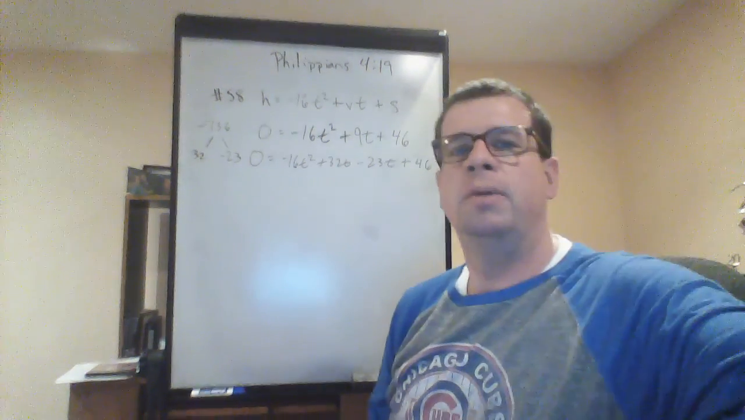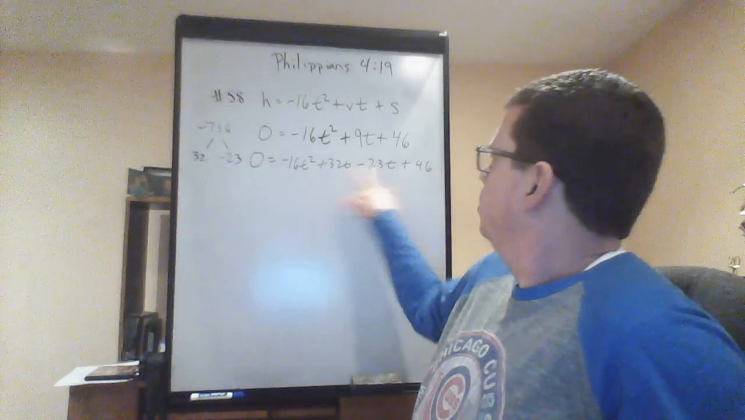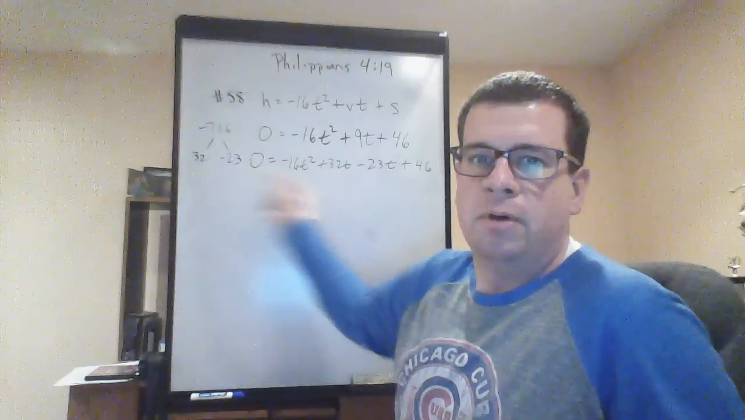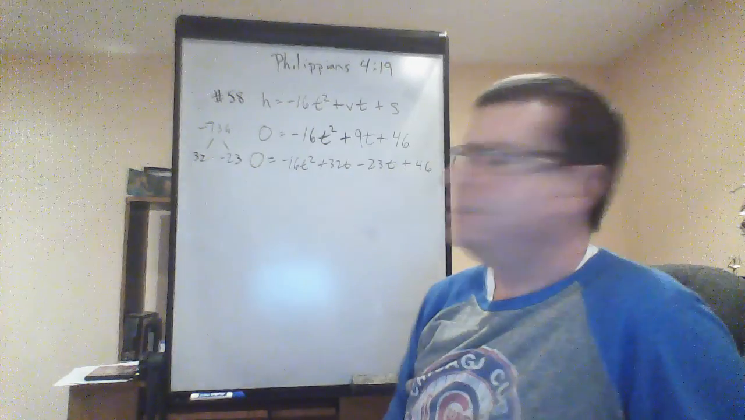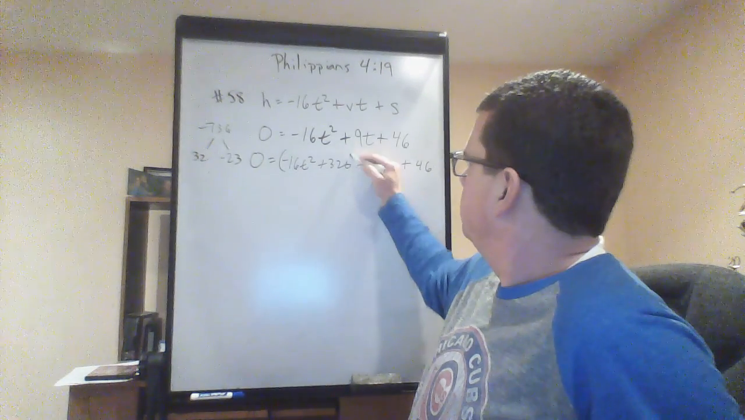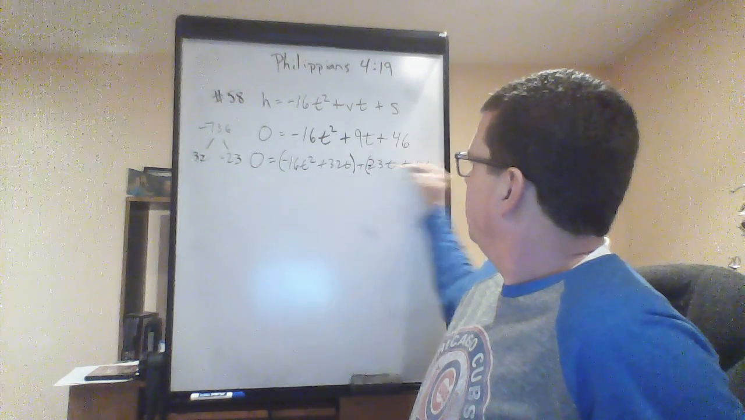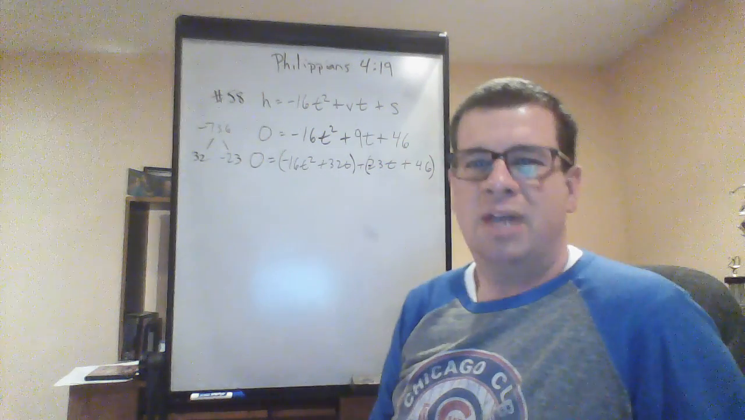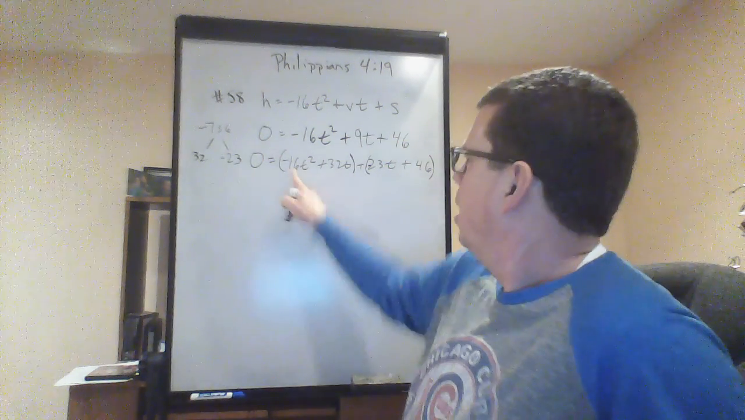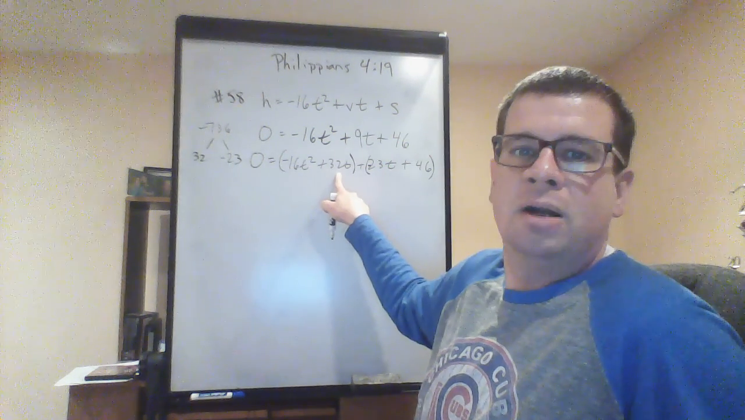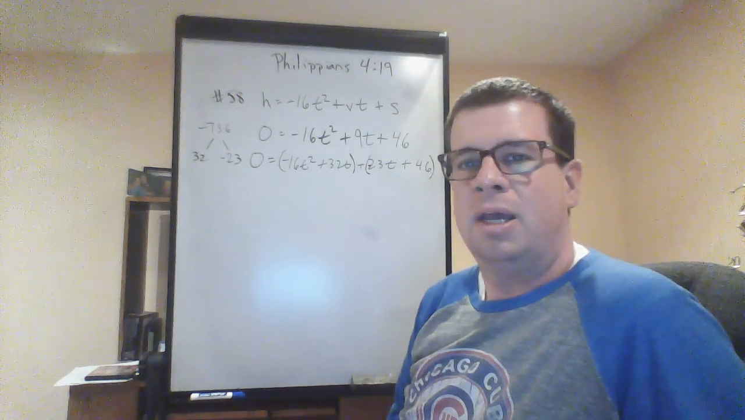Okay, so again, I just took the 32 and the negative 23 from over here, and unsimplified the 9t. I'm going to group some things together. I'm going to make that 23 a negative 23 just so I don't lose that minus sign. Okay, negative 16t squared and 32t.